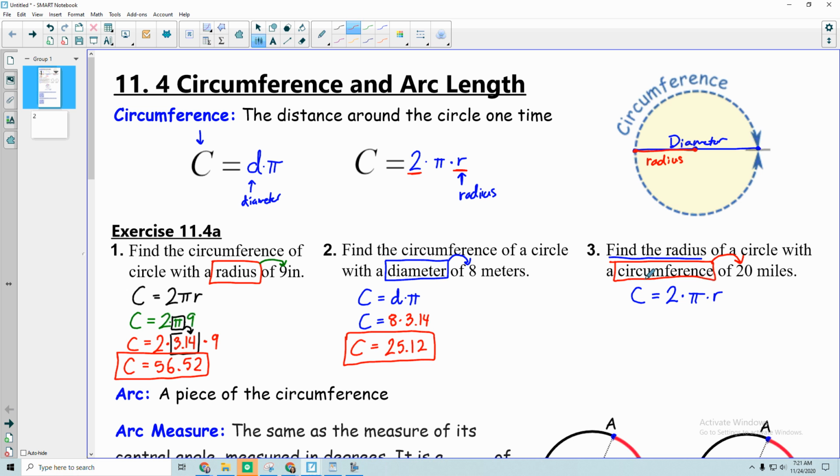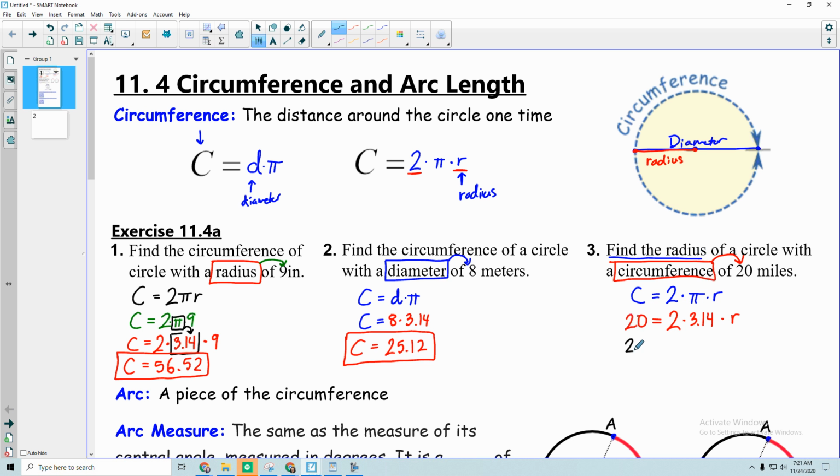So since I know that this is the circumference, I'm going to take 20 and plug that in for C, because C represents the circumference. So I'll write this as 20 equals 2 times, and then I'll change that to 3.14 times R. Okay, so that's what it looks like, a little bit different than the last problem, so just pay close attention to what it's telling you the value of, whether that's the radius, the diameter, or the circumference, and it's going to tell you where to plug this into your formula.